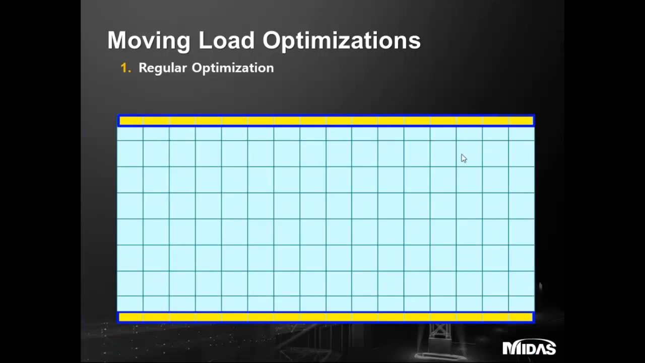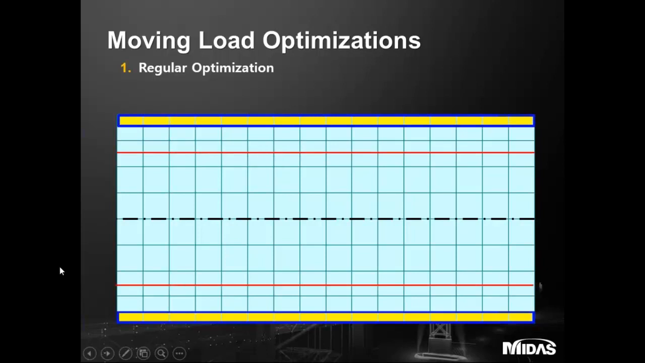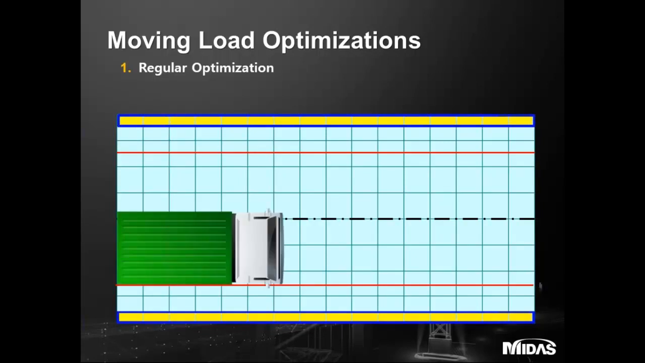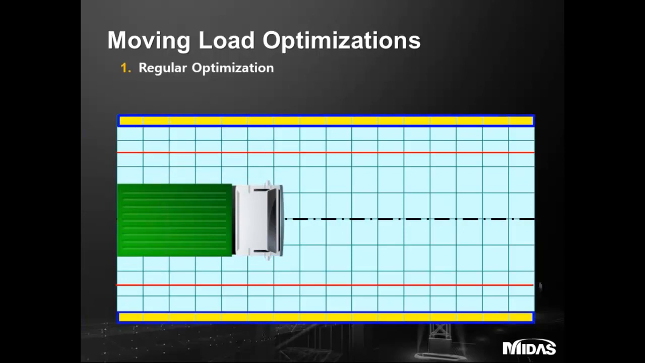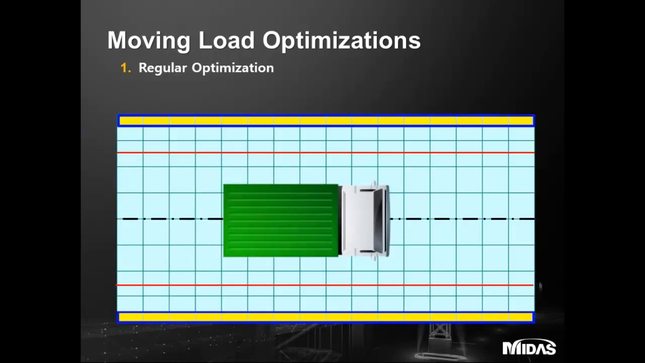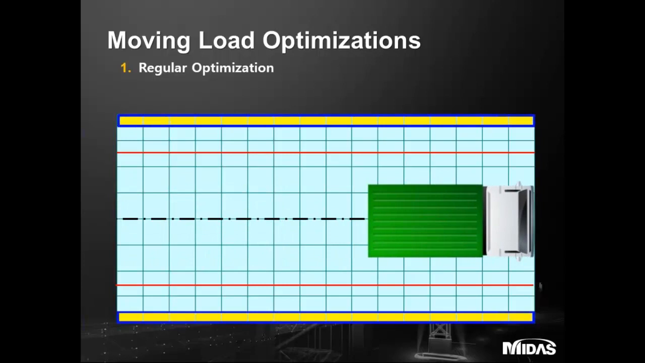What you see on the screen is my bridge, with the yellow parts being the crash barriers. This black dotted line is the center of the lane. The red lines are the extent of my lane where the vehicle could be moved. So the software will check for extreme left, extreme right, and center of the lane throughout the entire length of the bridge. Okay.